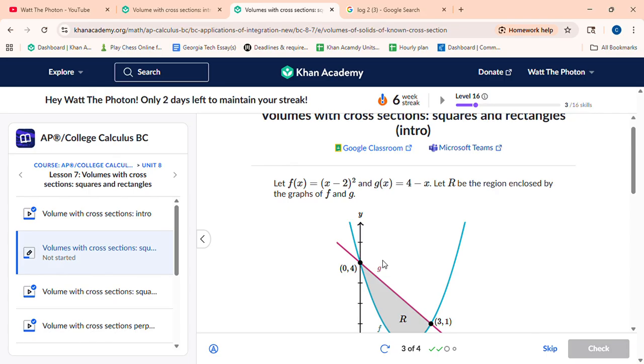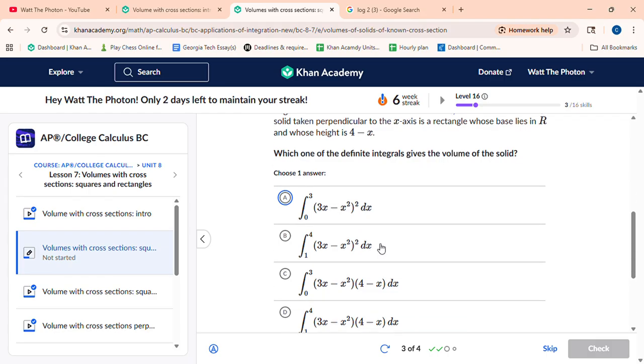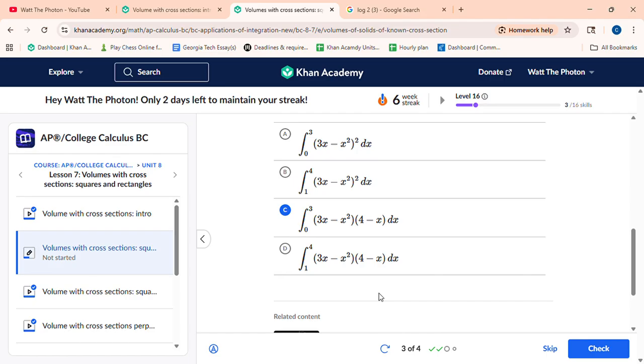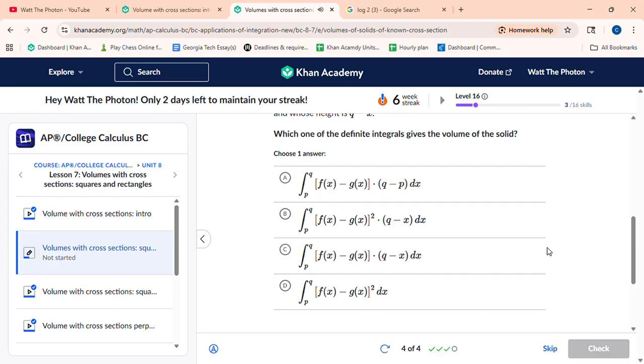If we substitute, we get 4 minus x squared plus 4x minus 4. We have negative x squared plus 3x. We get 0. 4 minus x from 3 to 0. I got 3x minus x squared, 3x minus x squared from 0 to 3. Yay!